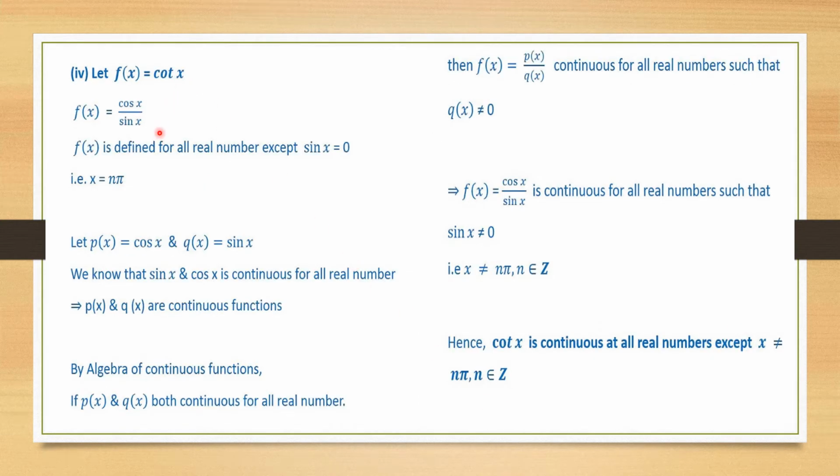Cot x is cos x upon sin x, again the same condition: the numerator is continuous, the denominator is continuous. So by algebra of continuous functions, this fraction will be continuous, but q(x) should not be equal to 0. And you know the condition for sin x not equal to 0 is x not equal to n pi.